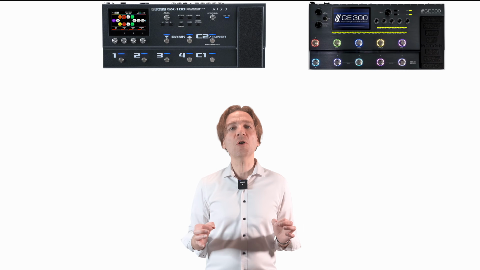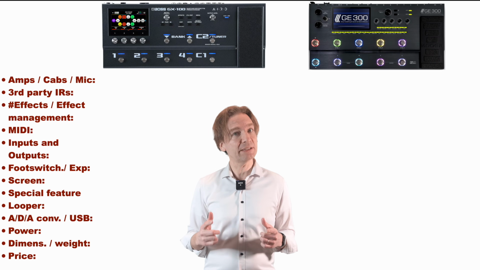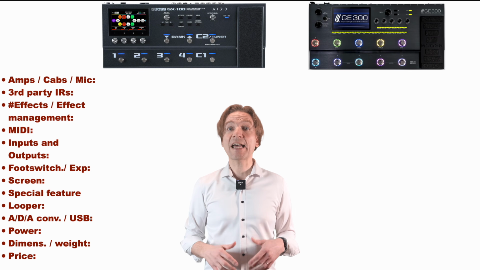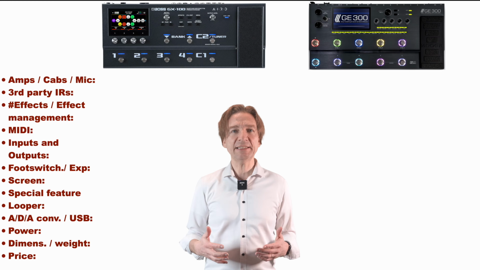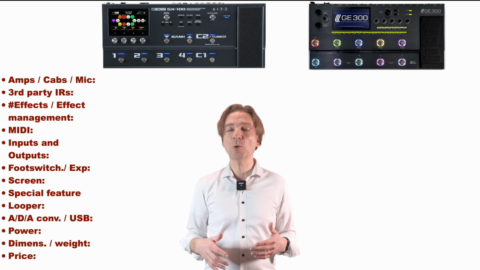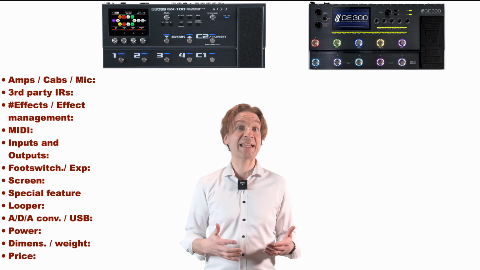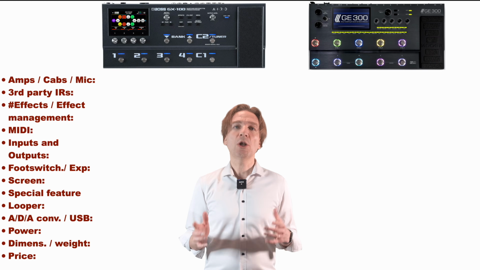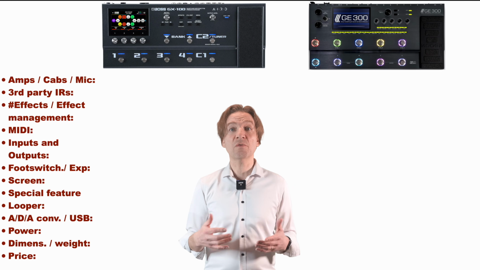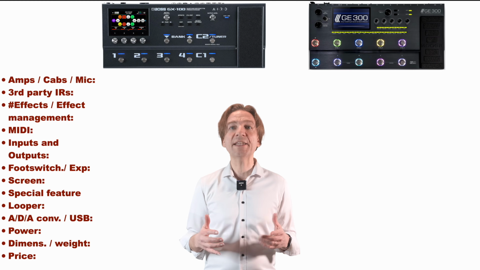We will now compare the two units among the following parameters: number of amps, cabs and mics built-in, third-party IRs, number of effects and effect chain management in general, MIDI availability, inputs and outputs available with both the units, foot switches and expression pedal, screen size and type, special features available with both the units, looper and drum machine, ADA conversion and USB channels, power consumption, dimensions, weight and price.